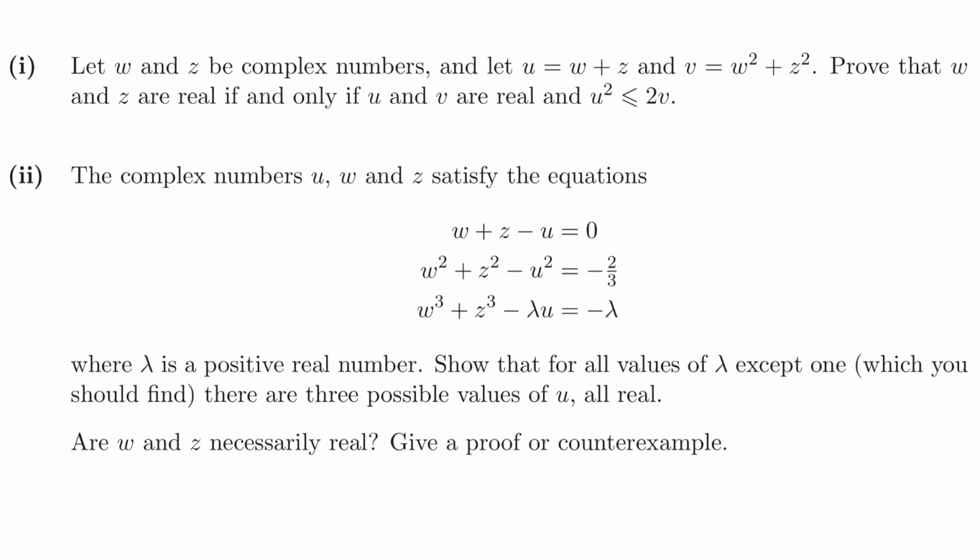So it might help to think of this as three proofs. On the one hand, we have a single premise leading to two conclusions that must both be shown to be necessary implications of the premise. And on the other hand, we have a double premise leading to a single conclusion. And the most obvious of the three is that if w and z are real, then their sum and the sum of their squares are both going to be real. So w and z being real implies that u and v are real.